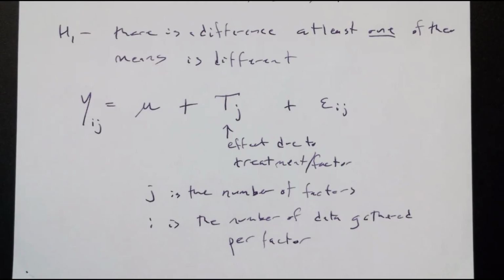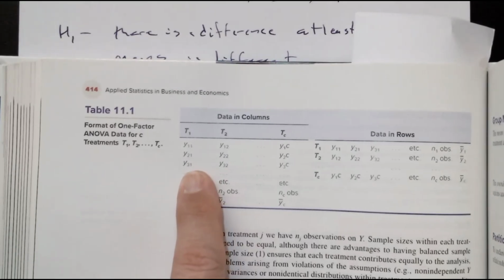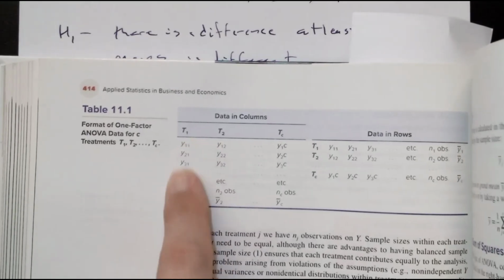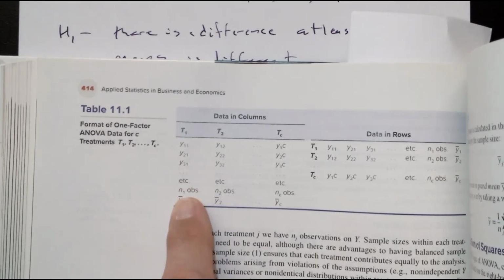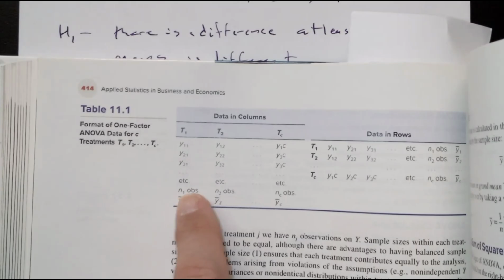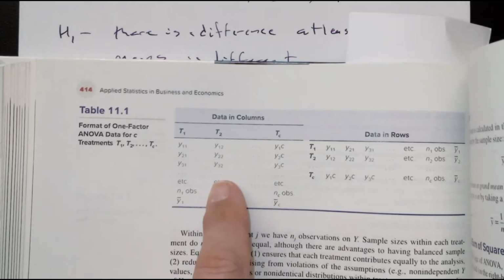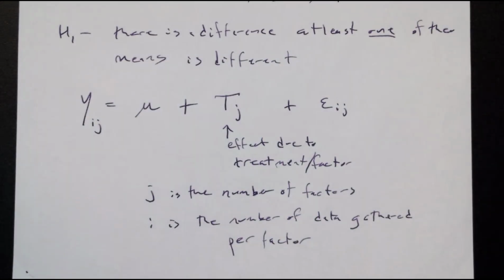If we go back to the top of page 414, where I pointed out all that data we got in columns and rows, you'll notice it has two subscripts on it. At plant 1, we had a bunch of observations: Y11, Y21, Y31, Y41. Those were at plant 1. And at plant 2, we have Y12, Y22, Y32. So Yij is the ith observation at location factor j.